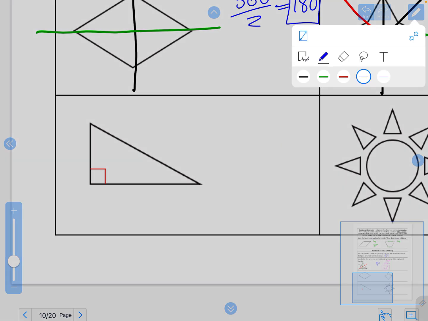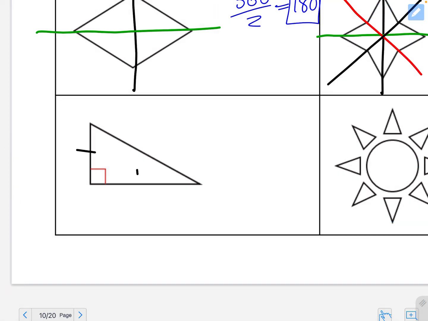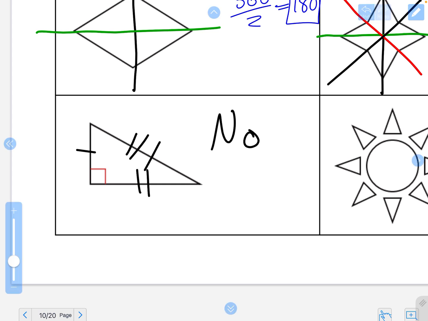So if we look at our right triangle here, this line is not the same distance as that line, so this does not have any rotational symmetry. It also does not have any line symmetry.